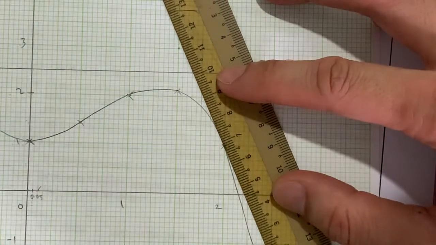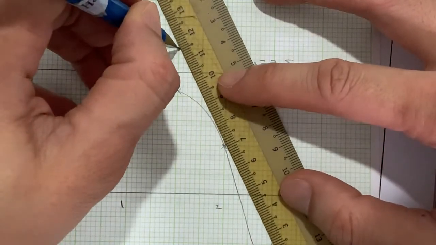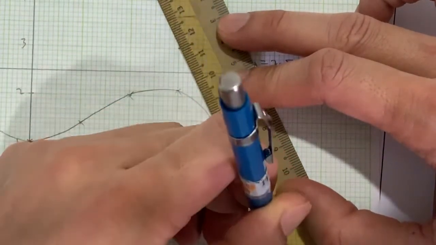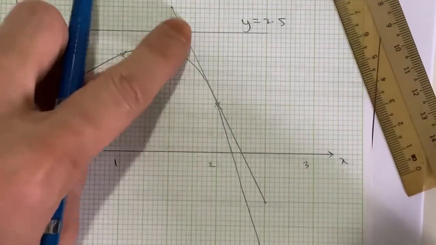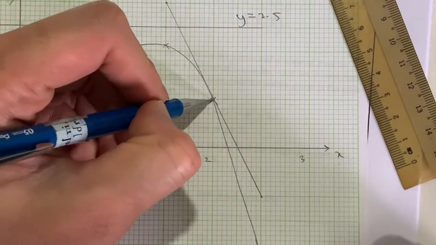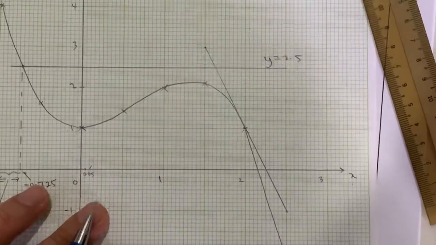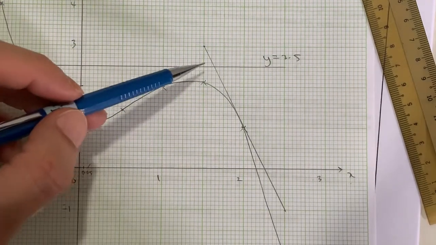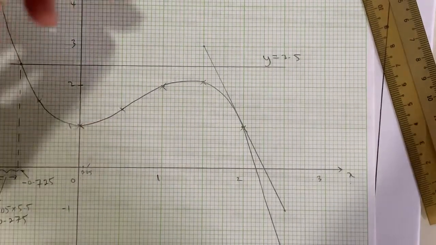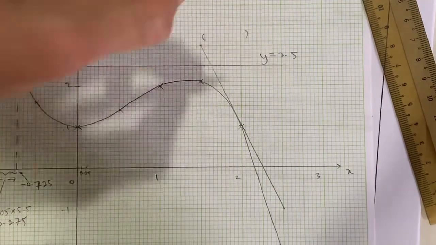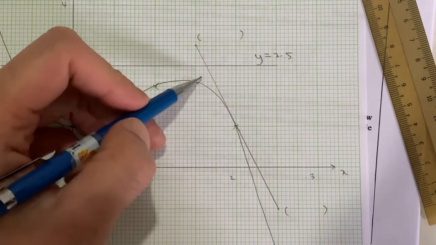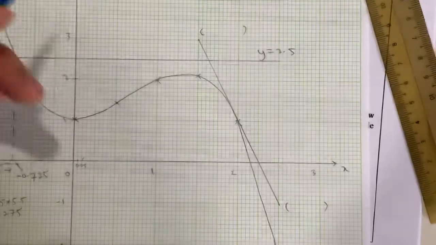I'm not going to use red color for this, so I'll just use the pencil. This is the tangent line I'm drawing, and it touches at one point. So how do I find the gradient? I need the coordinates. Remember, the gradient formula is y2 minus y1 over x2 minus x1. Make sure your tangent is touching at one point, and you have two coordinates with which we will find the gradient.